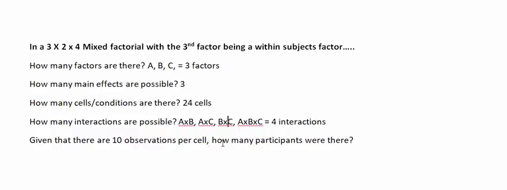Given that there's 10 observations per cell, how many participants were there? Okay, now we go back and go, okay, do I have a within subjects factor? Yes, we did. The third factor is a within subjects factor, so I'm going to take that one and I'm going to turn it into a 1. And now we have 3 times 2 times 1, which is 6, right? So we have 6 cells with different participants in them, and all I have to do is 6 times 10 equals 60. Okay, 60 participants, and there you go.